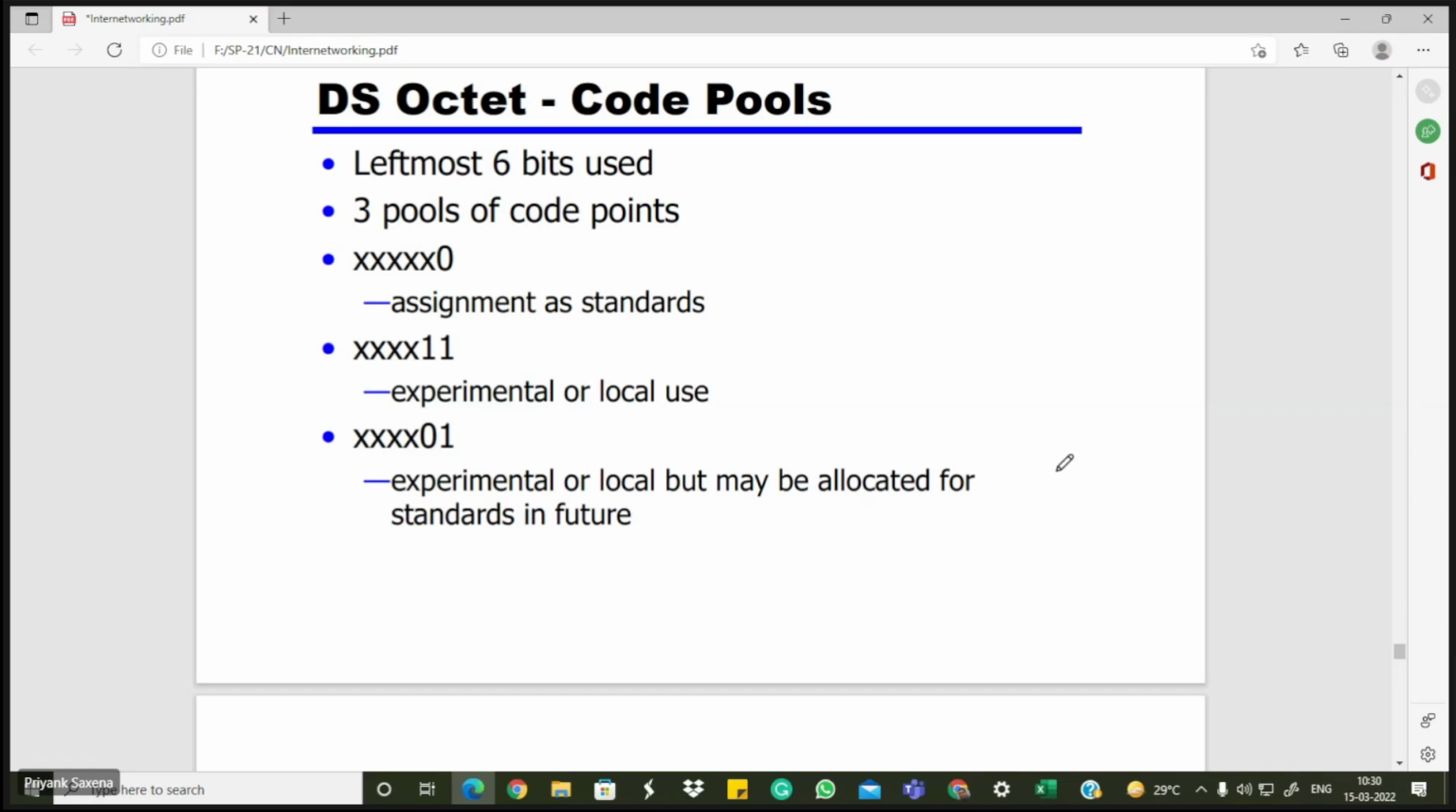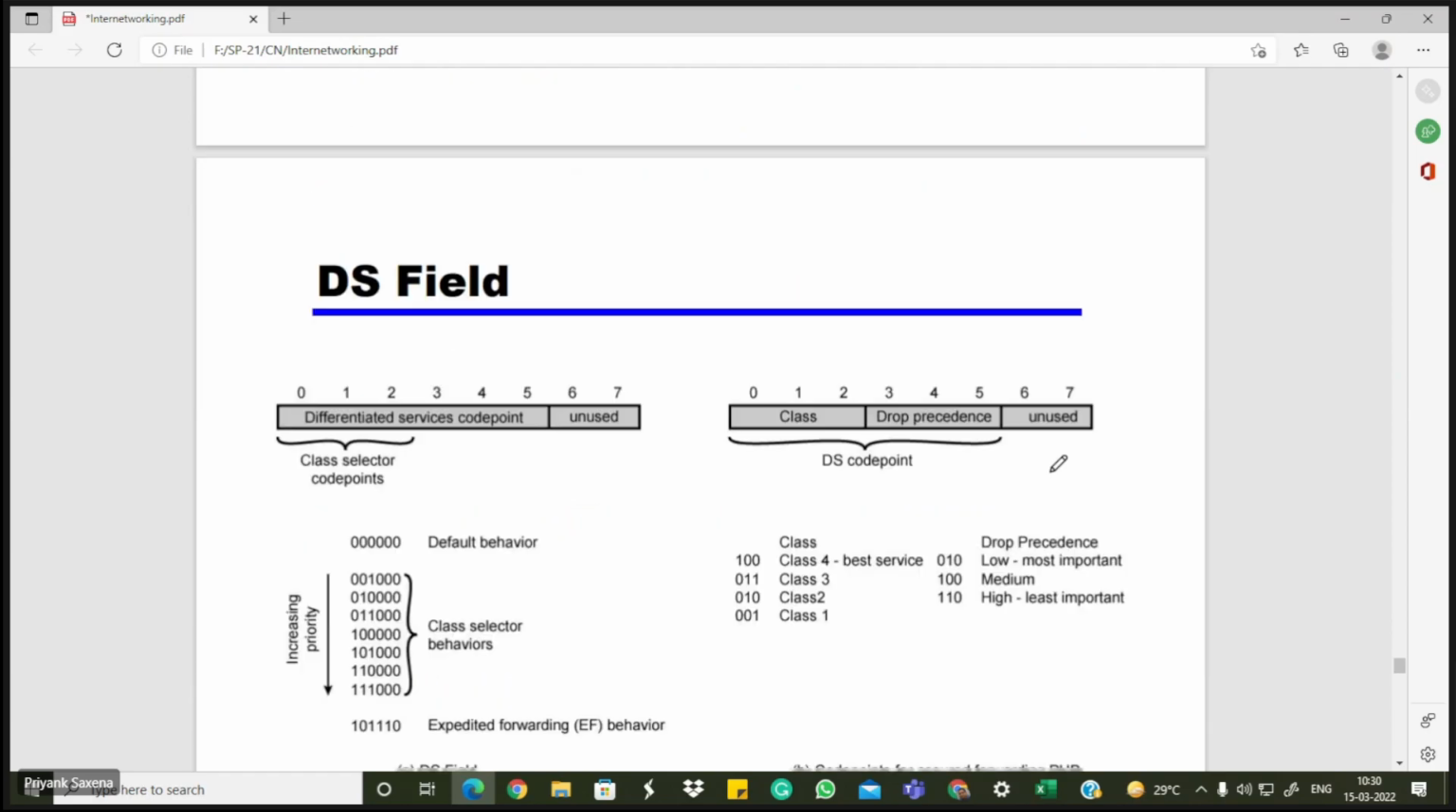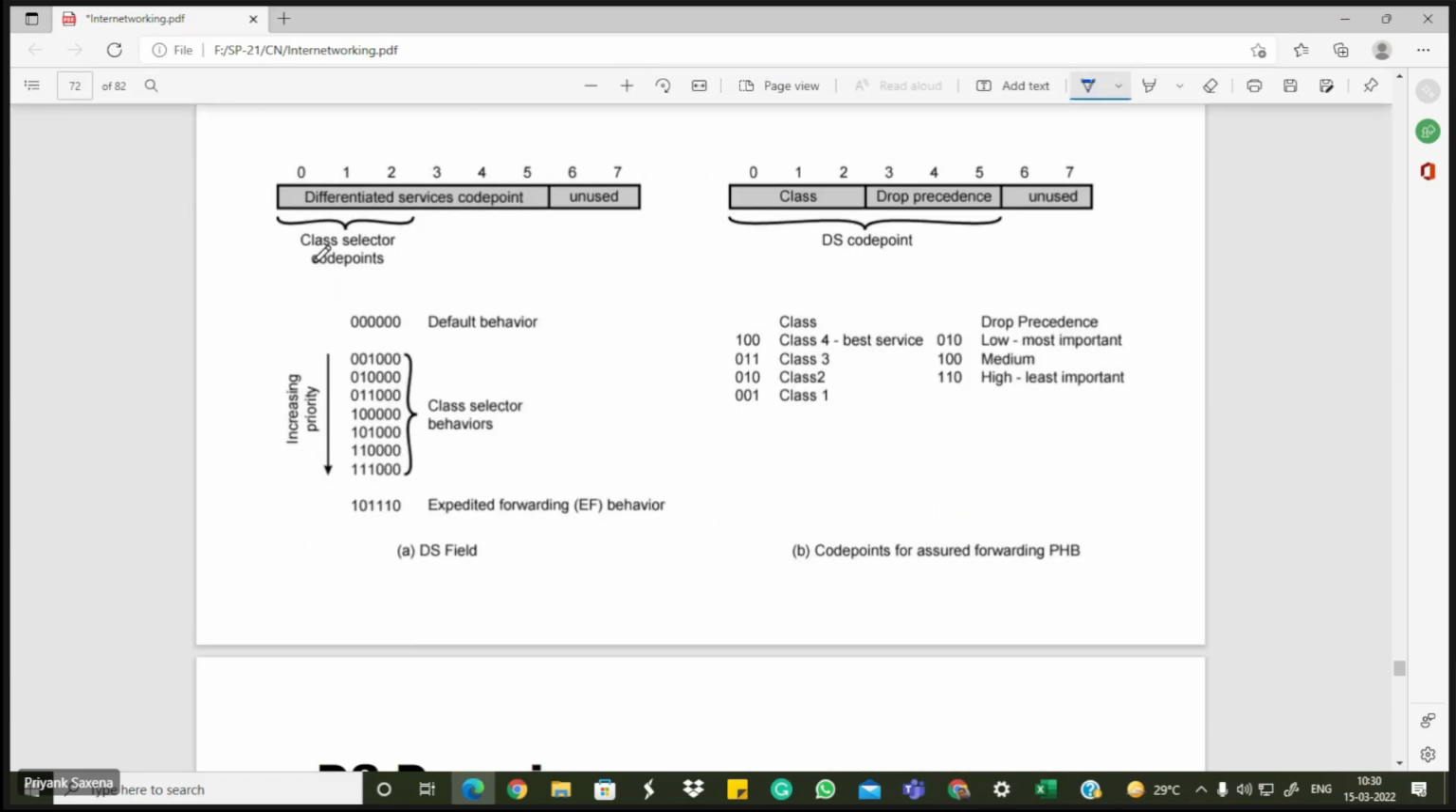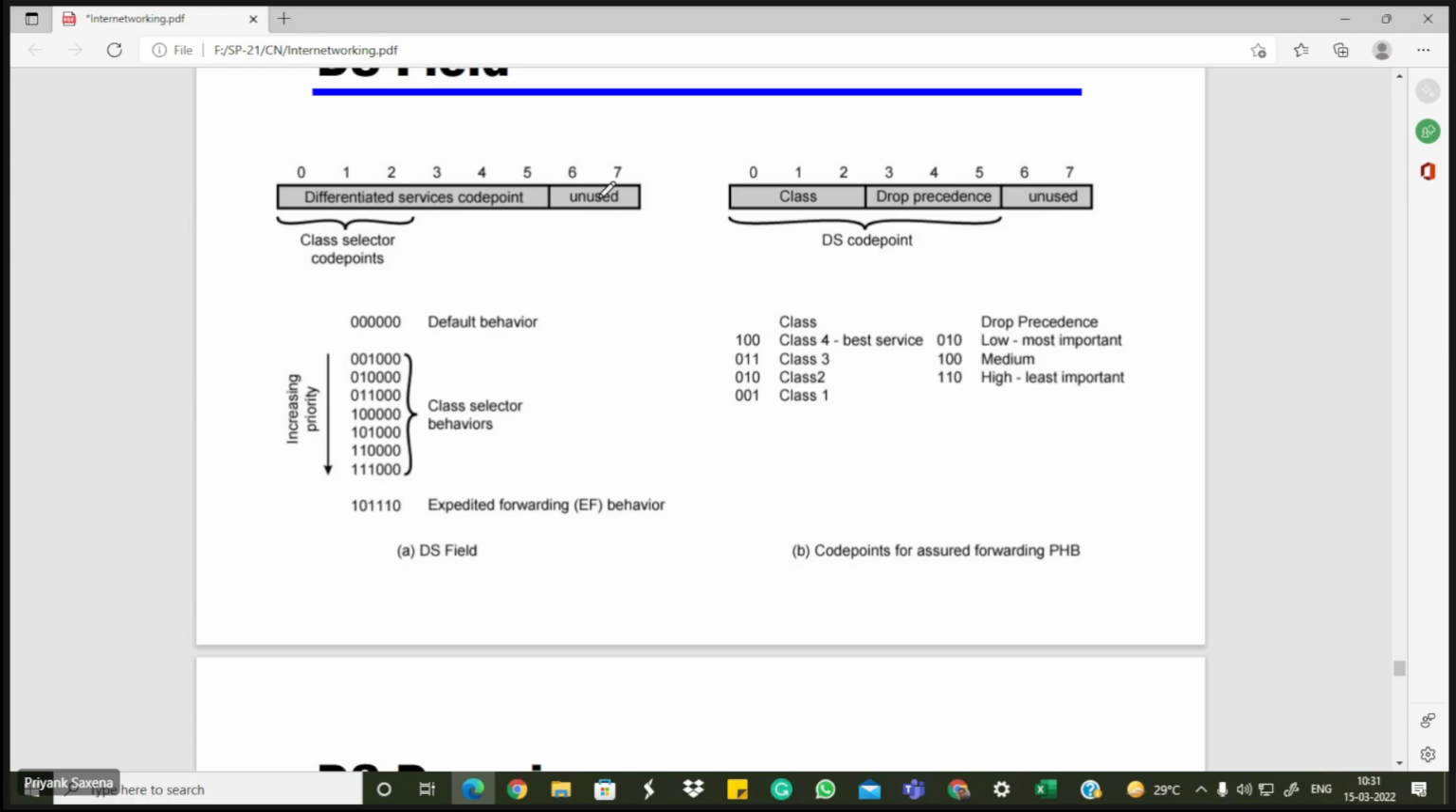So you can see that here in this diagram that the left 6 bits are used, okay, and the right 2 bits are unused. So the DS code point is the DS label used to classify packets for differentiated services.